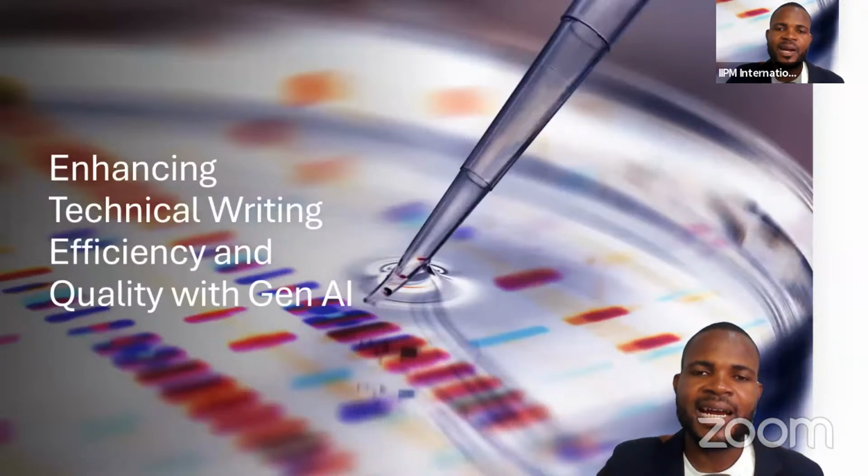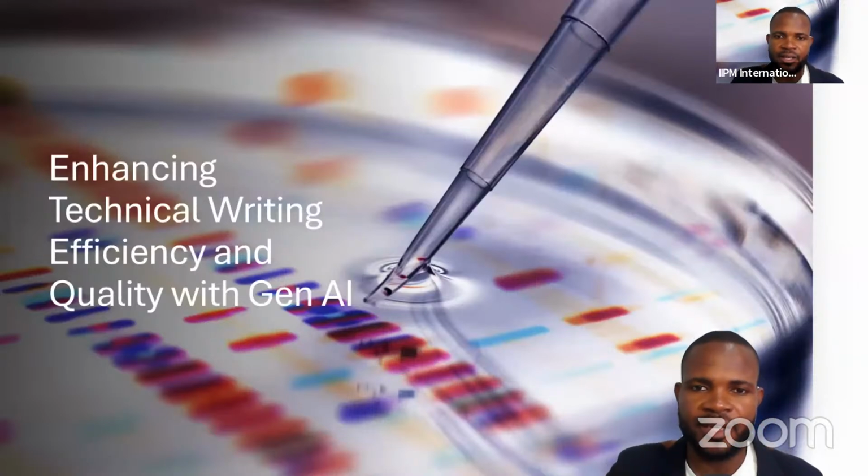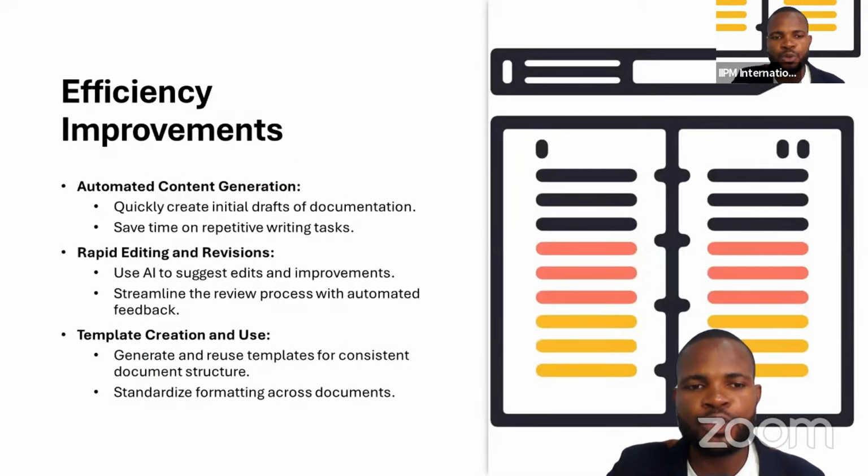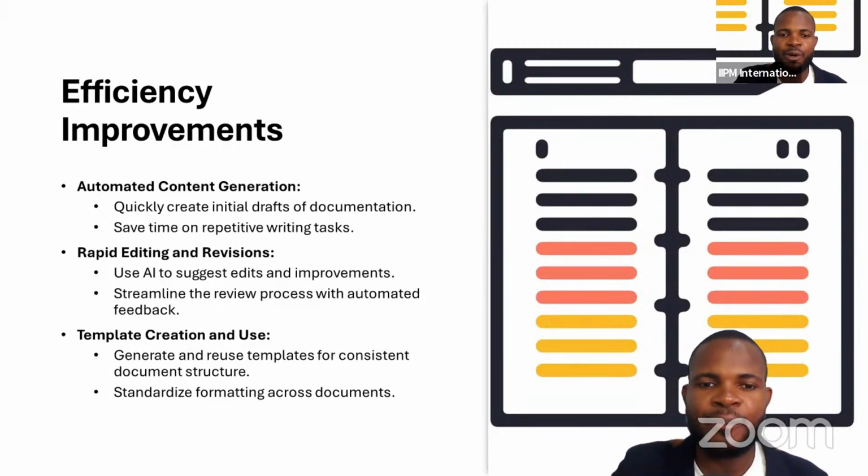Now, quickly, having established the benefits of generative AI in our technical writing, how do we enhance technical writing efficiency and quality with generative AI? For us to improve efficiency, how does this help us? Number one, it helps us with automated content generation. It makes it easier for us to quickly create initial drafts of our documentation, which are then subject to review. So it saves time on repetitive writing tasks and the like.